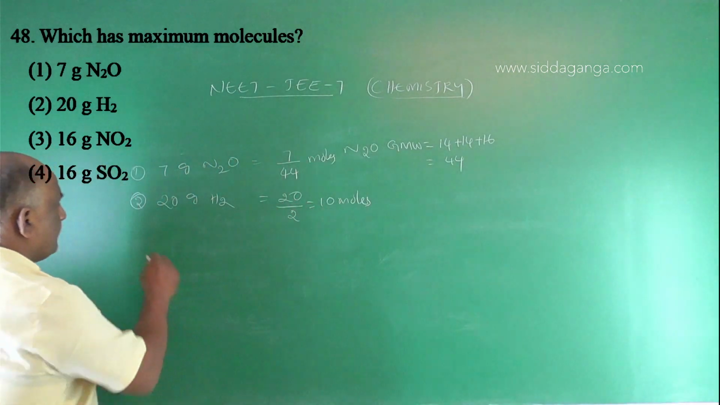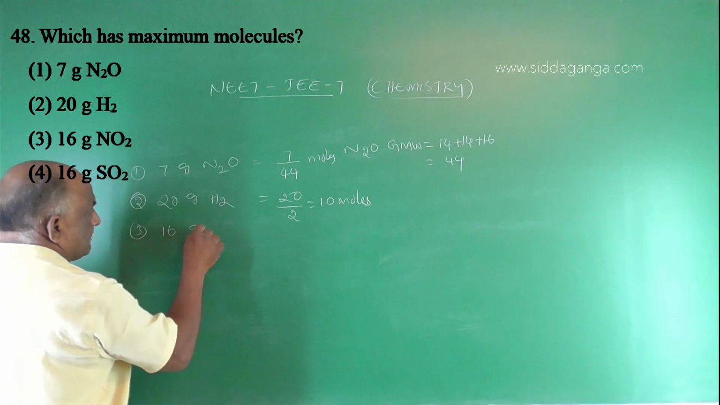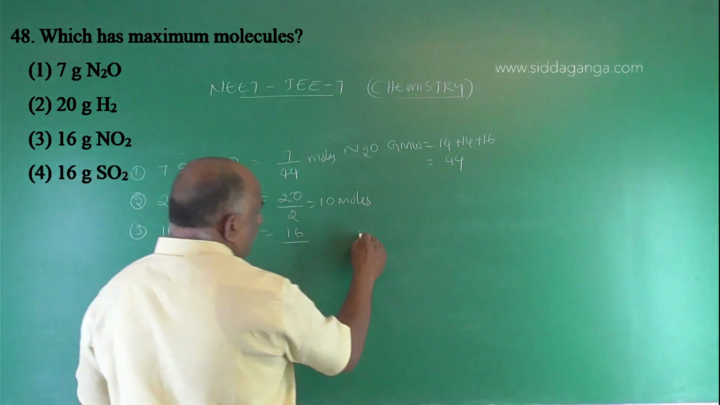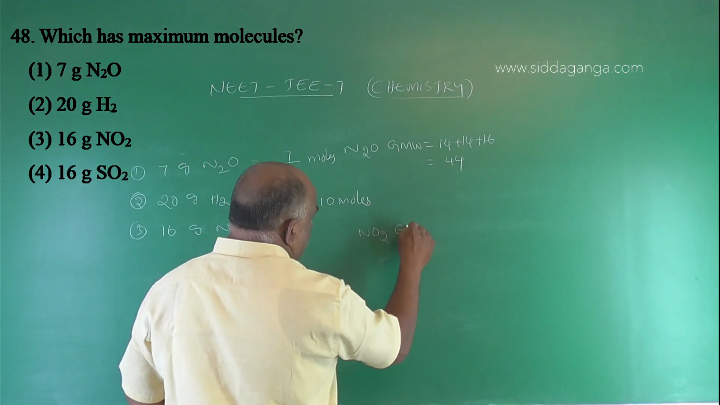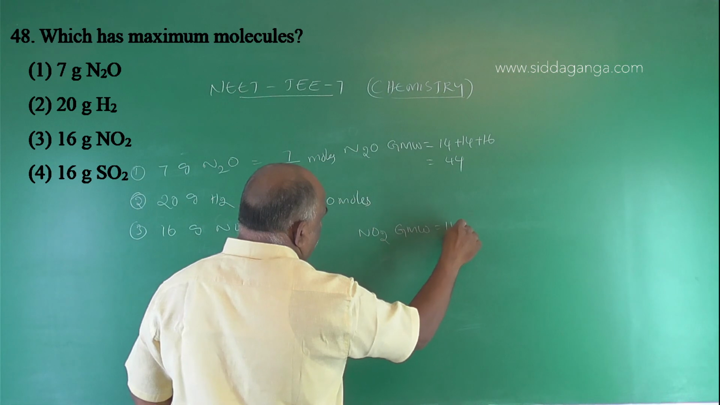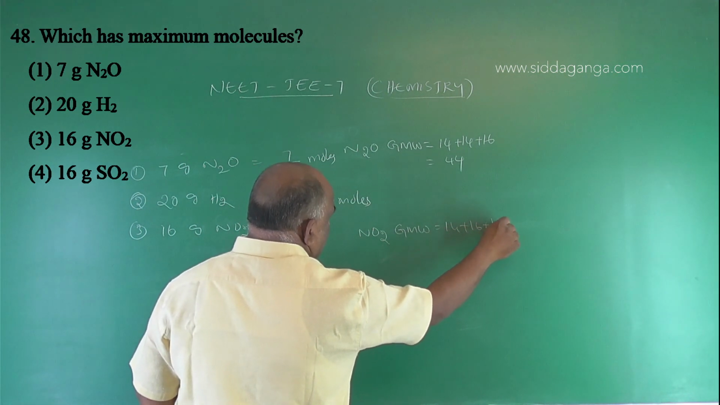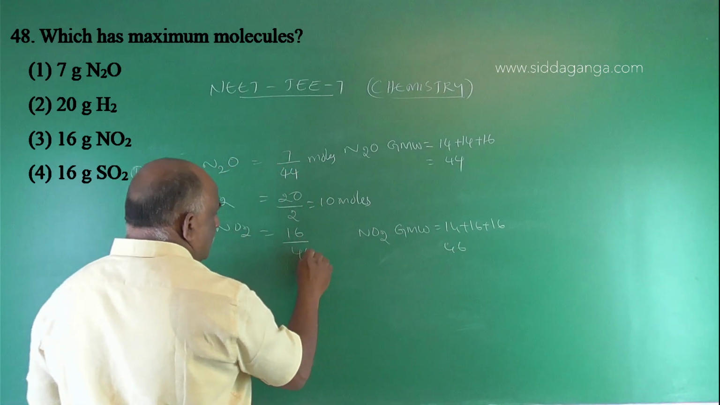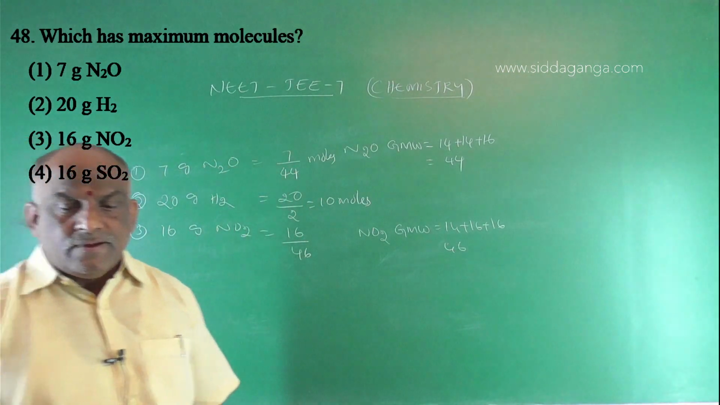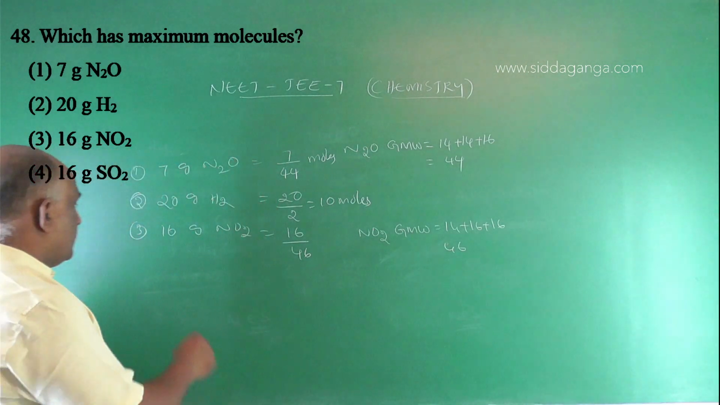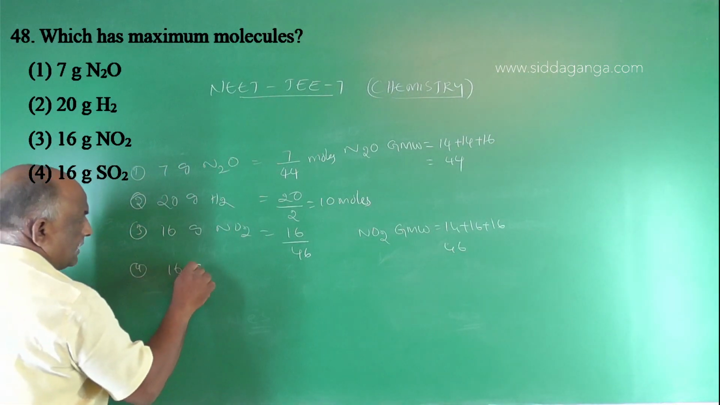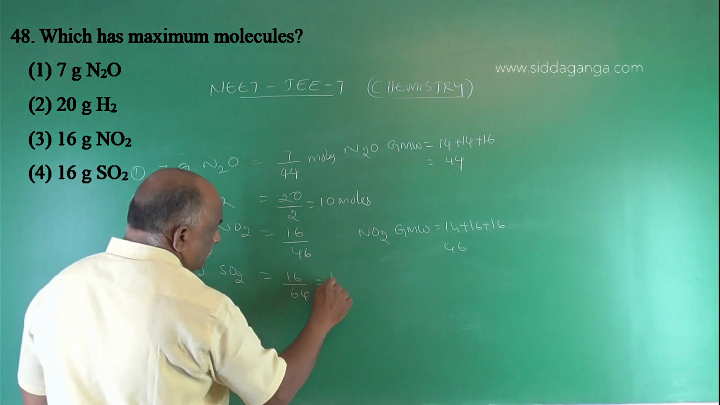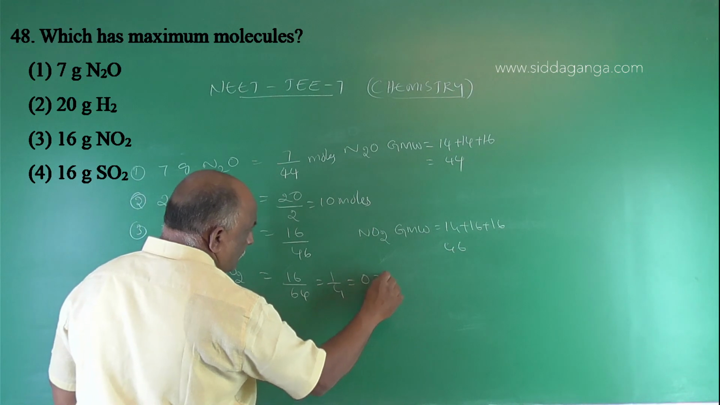Option 3 is 16 grams NO2, which means 16 by the NO2 gram molecular weight. The gram molecular weight of NO2 is 14 plus 16 plus 16, which is 46. So this is 16 by 46. And the last option, number 4, is 16 grams SO2, which is 16 by 64, equal to 1 by 4, that is 0.25.